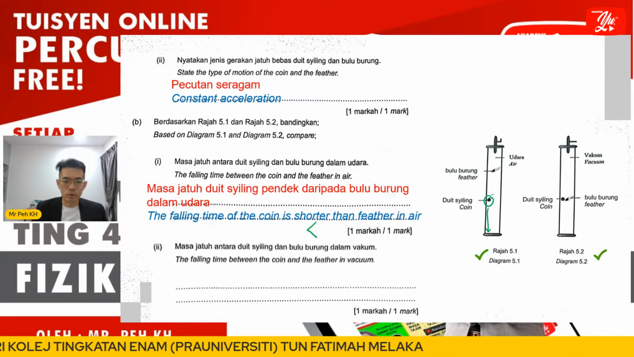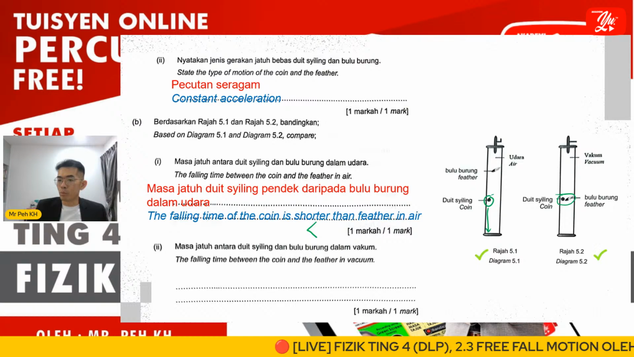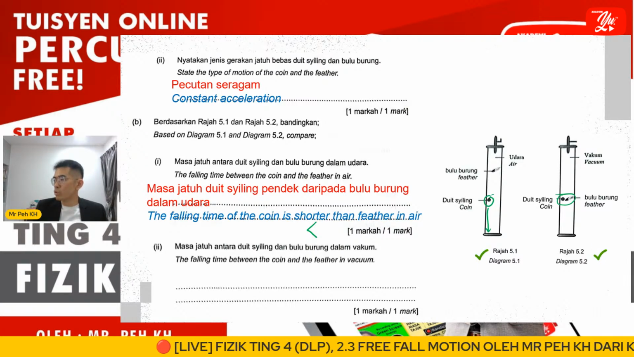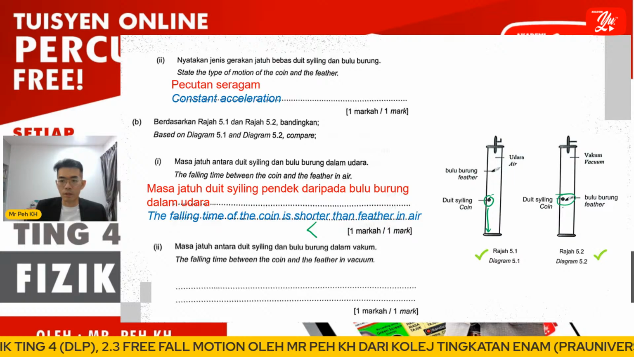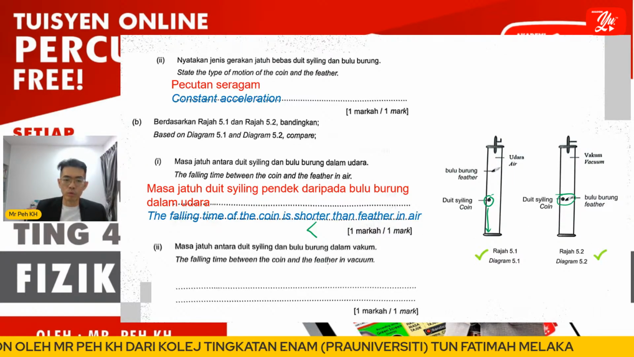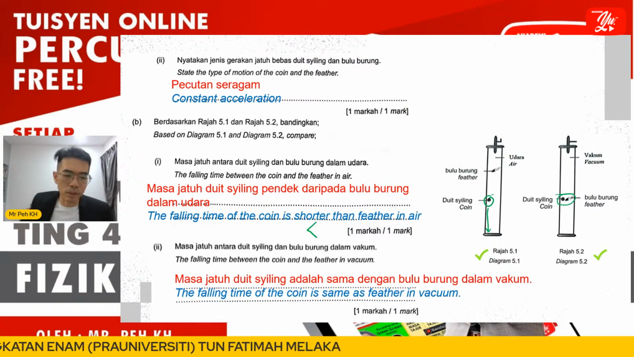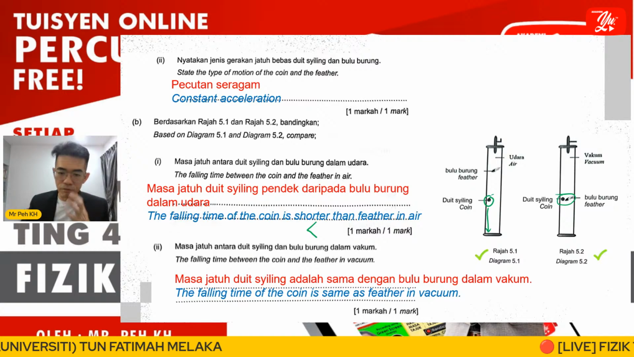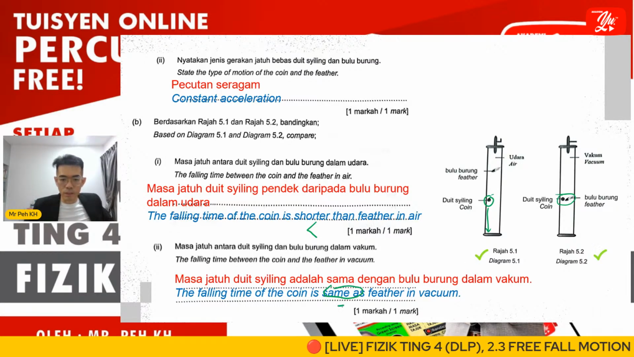Okay, then the next question asks about the falling time between the coin and the feather in vacuum. You can see both objects are only acted on by gravitational pull, so they will reach the ground at the same time. So the falling time for the coin will be equal to the feather. The sentence answer will be: the falling time of the coin is the same as the feather in vacuum, or you can use the equal symbol.